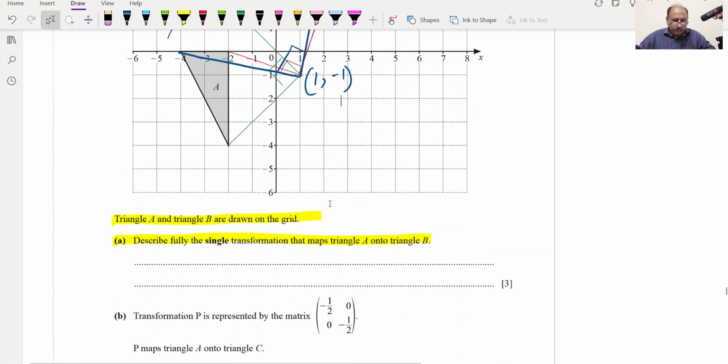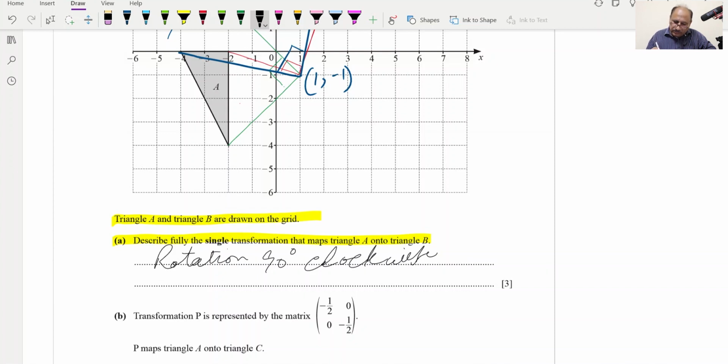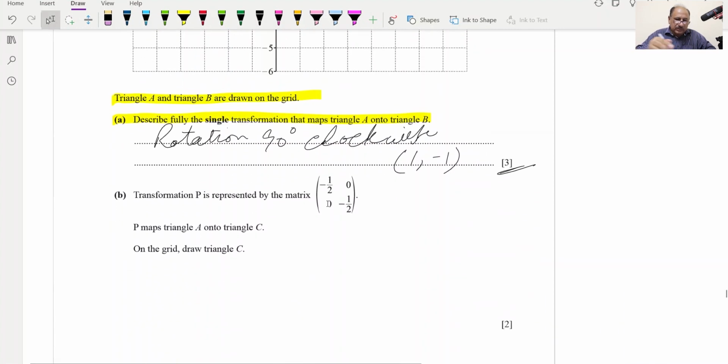So our answer for this part is rotation 90 degrees clockwise, and the center of rotation is 1 and -1. So three things we'll have to mention: rotation, 90 degrees clockwise, and the center 1 and -1, and you will get 3 marks.